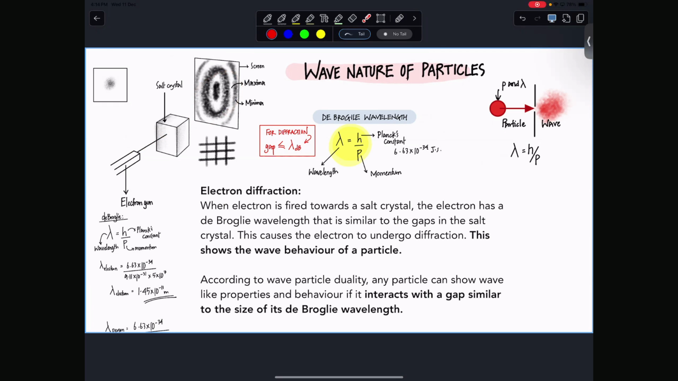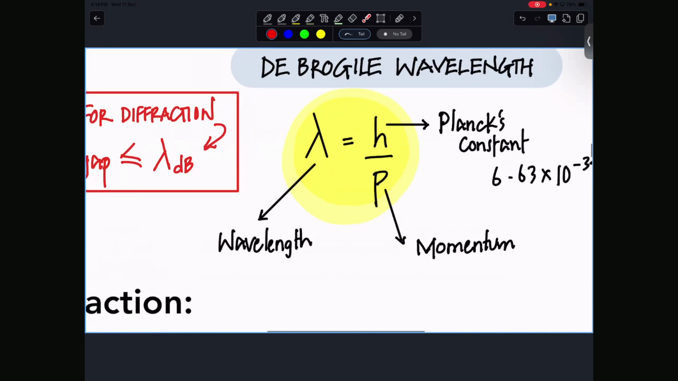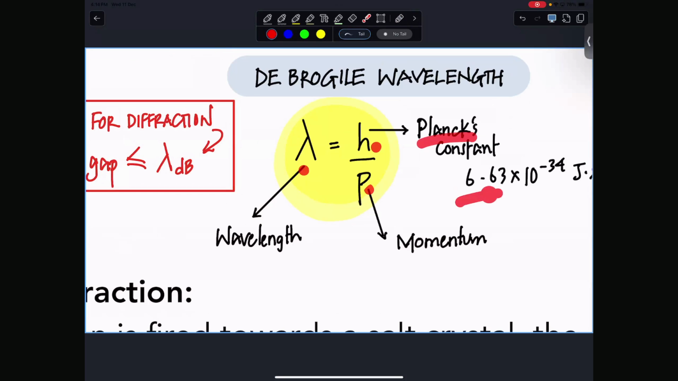Okay, that's it. This is just that much that you need to learn. You need to learn this equation. It's called the de Broglie wavelength: lambda equals h by p. h is the Planck constant. That's the value out there.